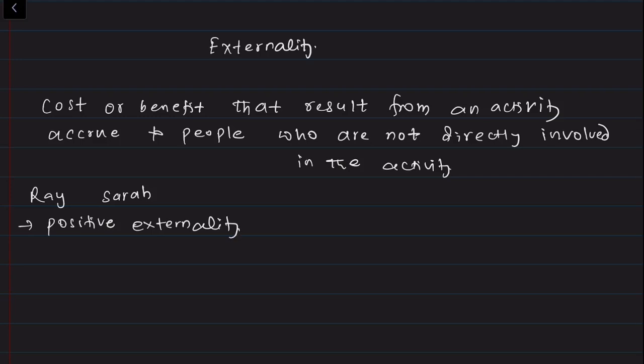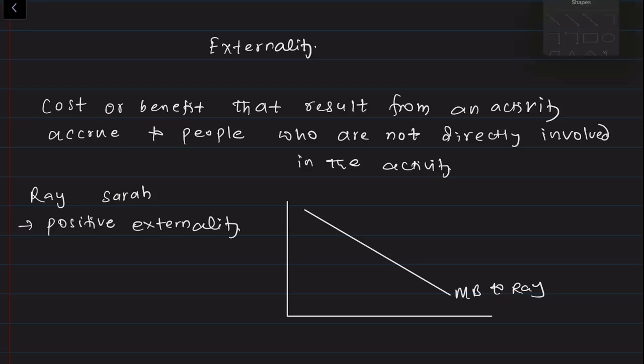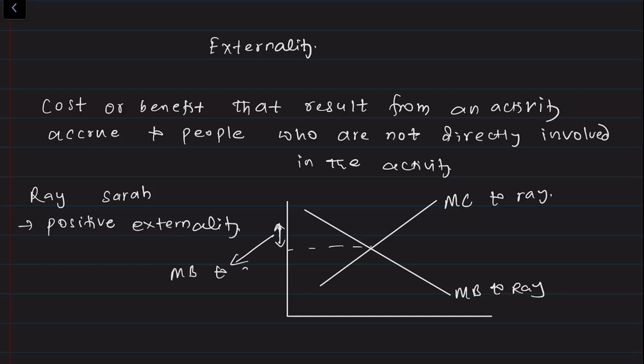Now let me draw a graph. So this is marginal benefit to Ray, and this is marginal cost to Ray. So Ray will practice until the marginal cost equals the marginal benefit, right? Now since Ray's practice generates a positive externality for Sarah, there is some marginal benefit to Sarah, right? So let's say this is the marginal benefit.